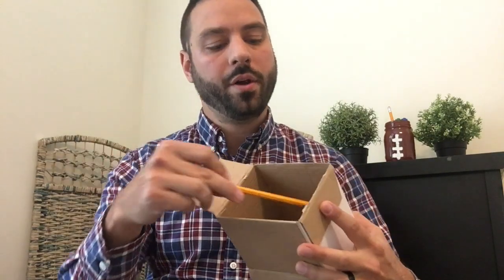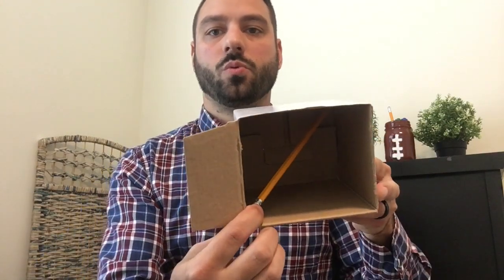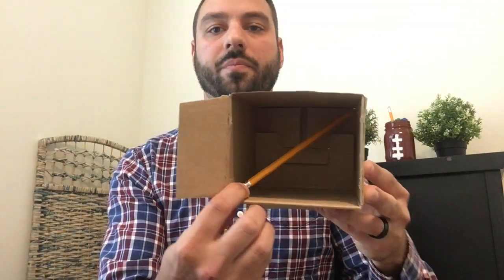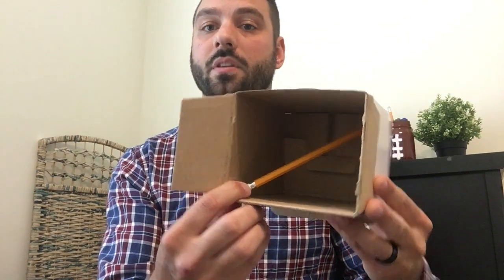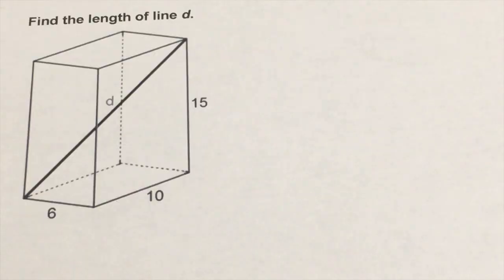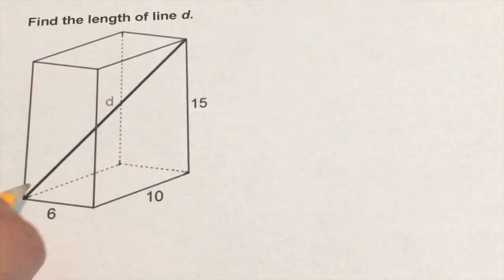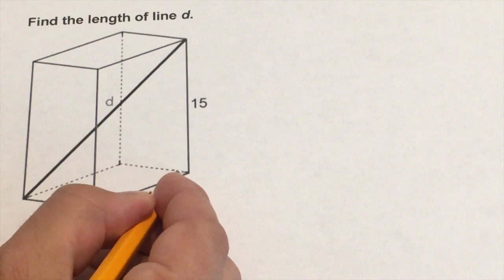However, if I were to go ahead and try to open this box, show you the inside, and place the pencil from one corner in the front to one corner in the back, the pencil fits. This is called the space diagonal. Let's do a quick example. Find the length of line D. Well, as you can see, line D is the space diagonal, the pencil from the previous example, and we're going to try to fit that pencil inside of this box diagonally.